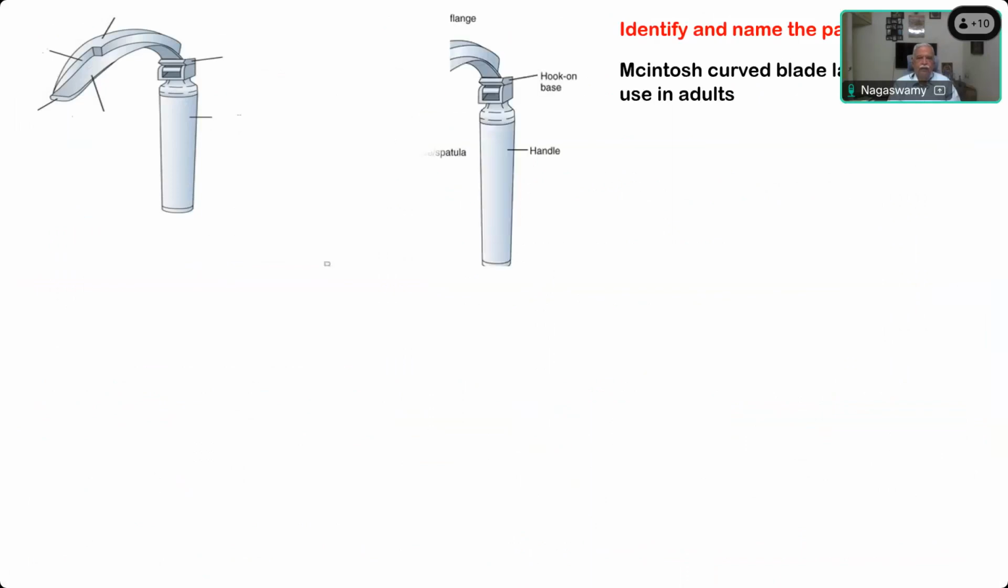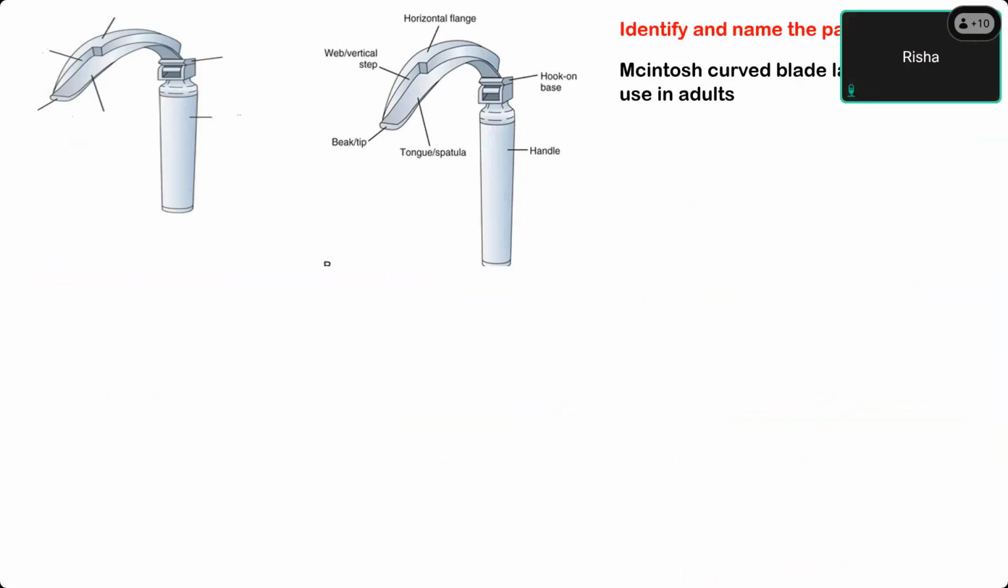So this is the handle. This is the hook-on base. Earlier it used to be a screw type; nowadays it comes with a hook-on type. And there is a tongue and spatula. Then there is a big tip. Why is this tip made rounded and big? To prevent trauma. Okay, so it will not injure. And it has a vertical step and all that.